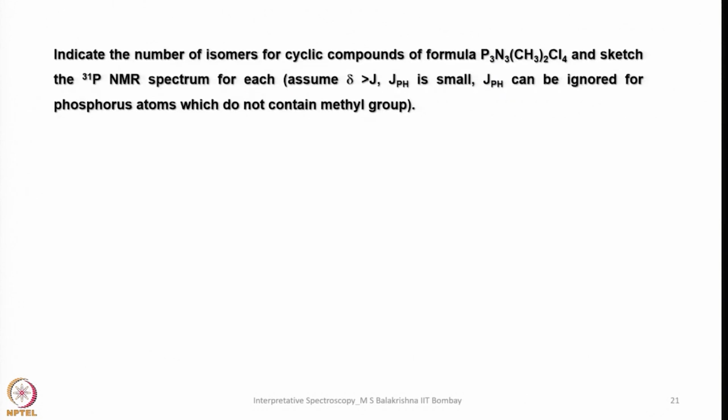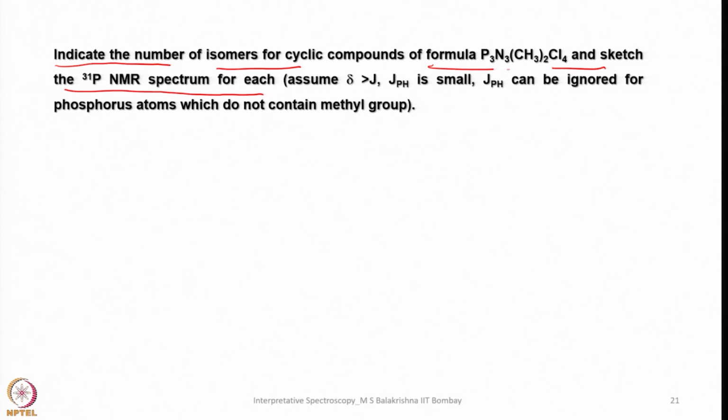So now one more interesting example is with respect to cyclotriphosphazene. Indicate the number of isomers of cyclic compounds of the given formula and sketch the 31P NMR spectrum for each. In this case some hint is given. Assume delta is much larger than J and JPH is small. If JPH is small, it can be ignored for phosphorus atoms which do not contain methyl groups.